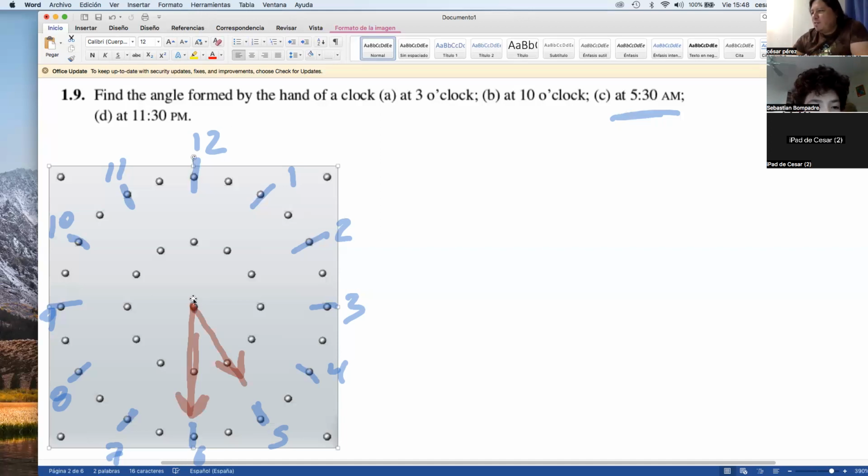But when the minute hand moves, the hour hand also is moving at a lower speed, but it's moving. So this must be here in the middle. So we will have 15. Okay. And at 11:30, the subsection D.